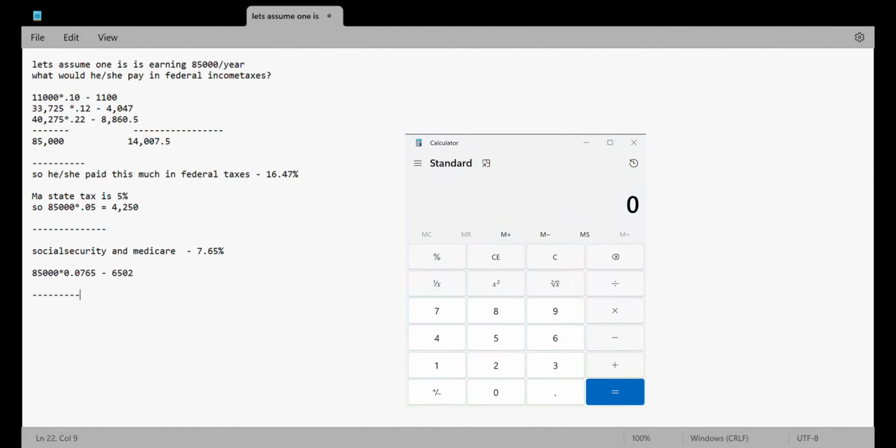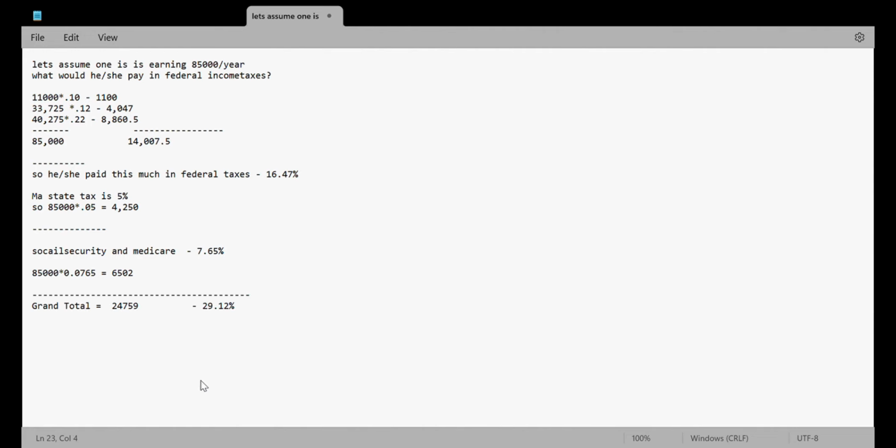So the grand total of the overall taxes would be $24,752. That's it for the calculation. The person who is earning around $85,000 yearly would be paying around $24,752 in taxes, which includes federal, state, Social Security and Medicare. So that's how the actual calculation works, guys.